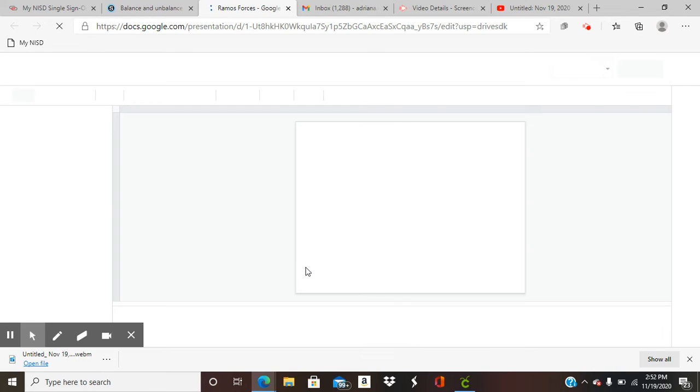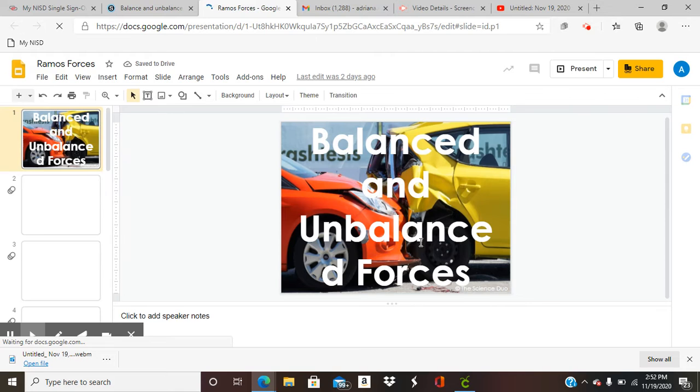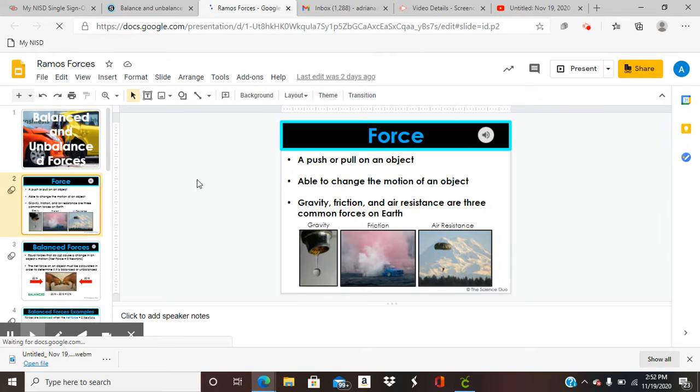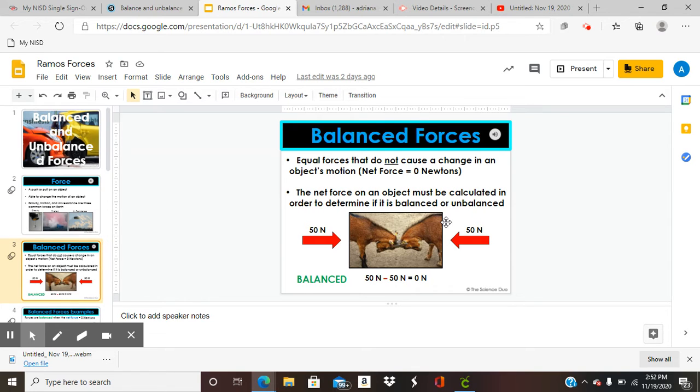So here we go. Balanced and unbalanced forces. Remember, a force is a push or a pull on an object. It's able to change the motion of an object. Gravity, friction, and air resistance are the three common forces on Earth. So balanced force: equal forces that do not cause a change in an object's motion. So the net force is equal to 0 newtons.